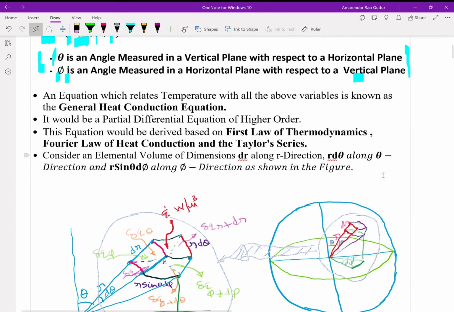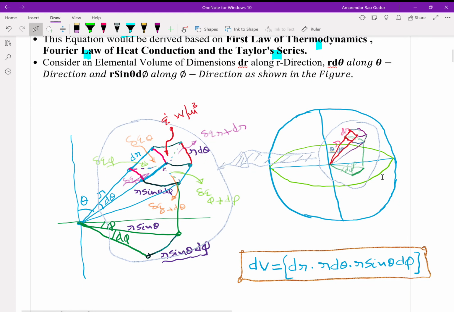Then an equation which relates temperature with all the above variables is known as the general heat conduction equation. And obviously this equation would be a partial differential equation of higher order. To derive this equation, we would be resorting to the first law of thermodynamics, Fourier law of heat conduction and the Taylor series. And to begin from the scratch, we consider an elemental volume in the spherical coordinate system having dimensions dr along r direction, r d theta along theta direction, and r sin theta d phi along phi direction as shown over here.